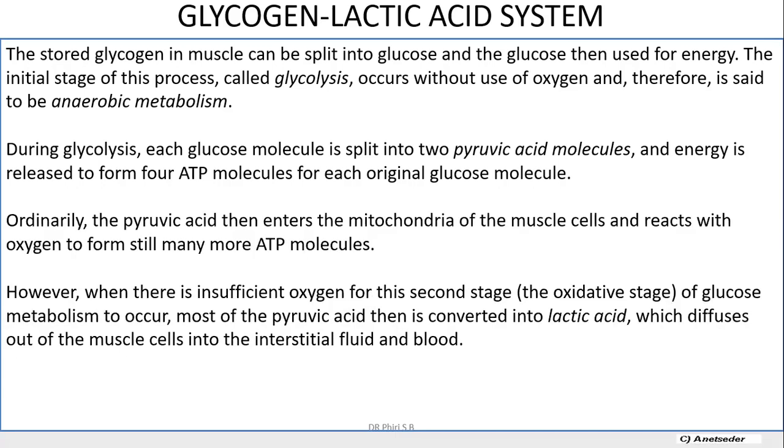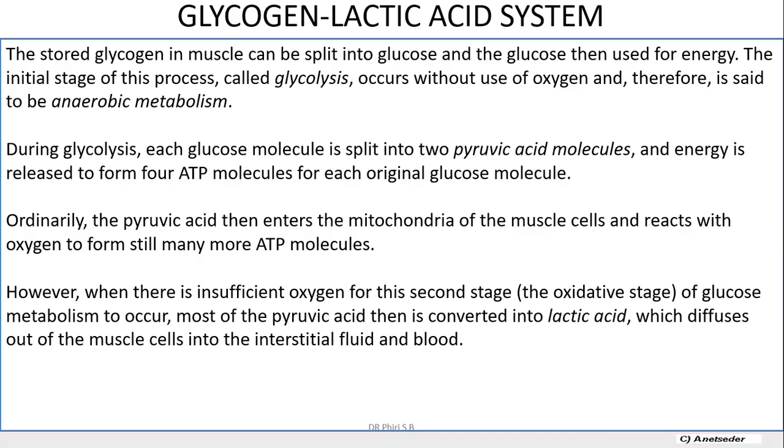So under normal circumstances, the pyruvic acid or pyruvate is supposed to enter the mitochondria in the muscle and to react with oxygen to form more ATP in the Krebs cycle and the electron transport system. But when there is insufficient oxygen for this second stage, the oxidative stage of glucose metabolism to occur, most of the pyruvic acid is converted into lactic acid.